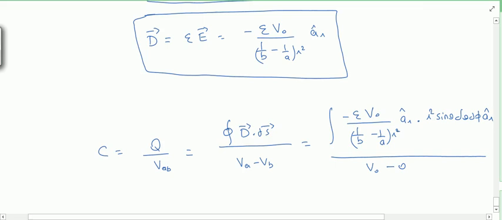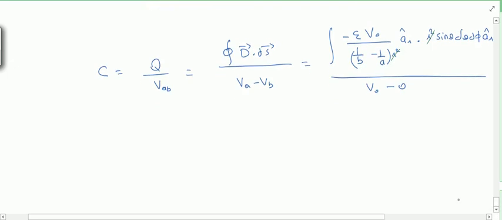Here few things are getting cancelled. The value of R square and R square gets cancelled. a_R cap dot a_R cap will be 1. The things remaining will be epsilon V naught. This thing will come out of integration because it is independent of this integration. So let me first write what will be remaining. Here it is a minus sign, epsilon V naught divided by 1 by B minus 1 by A, and this V naught will also come here, and integration sine theta d theta d phi. This will be the thing which will be remaining.